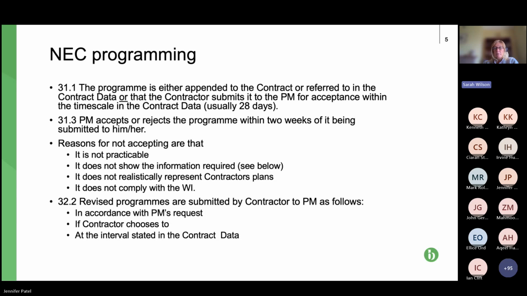So in accordance with the project manager's request, if the contractor chooses to do so, and also at intervals stated in the contract data. So usually the contract data will say every 28 days or monthly. So if we can move on to the next slide, please.